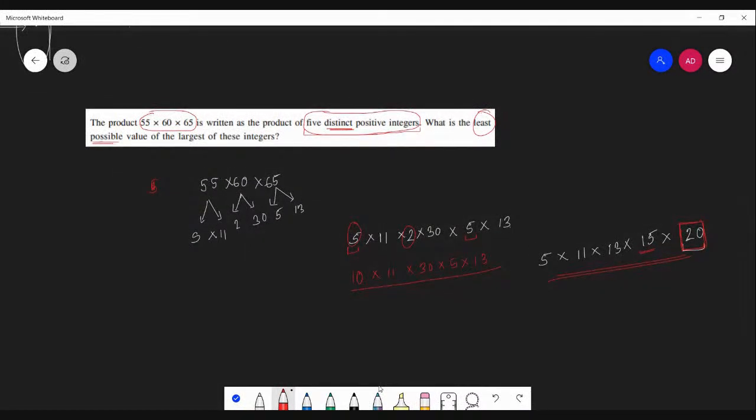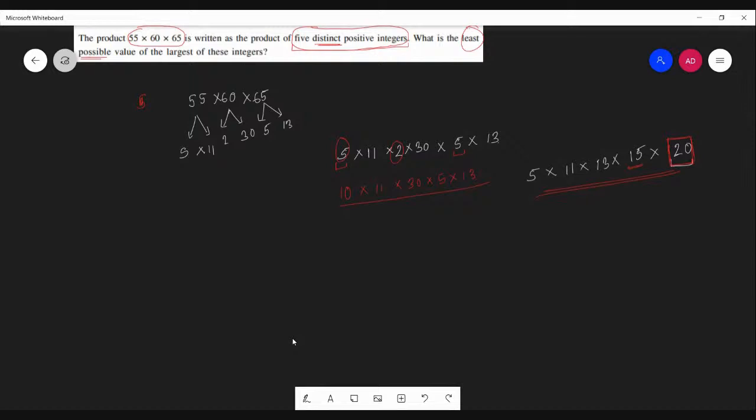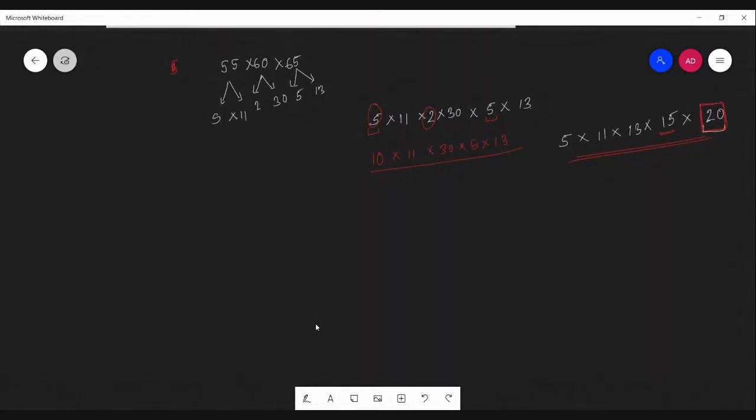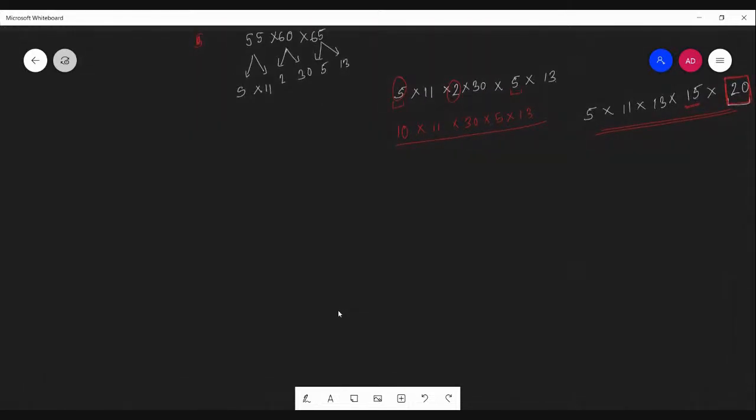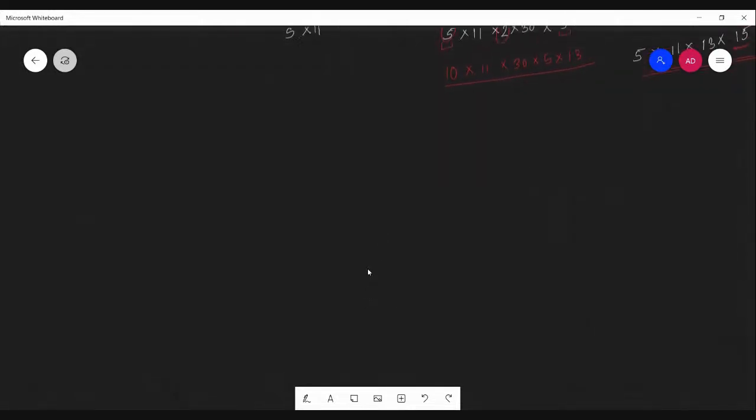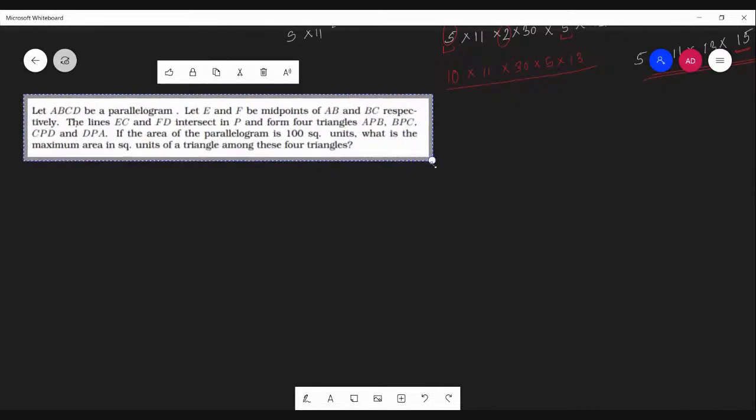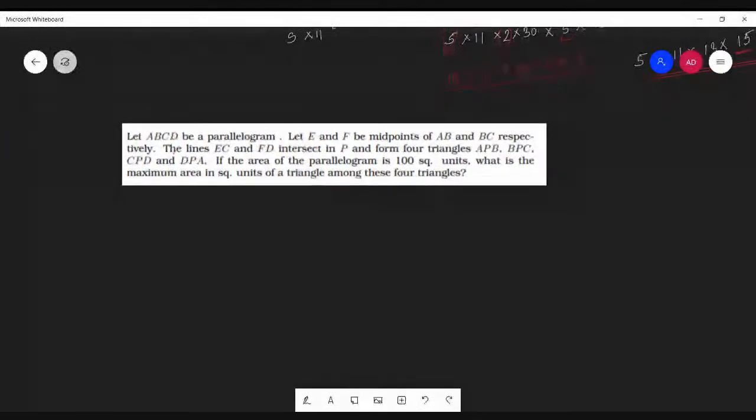Fifteen can't be this. Same construction for 15. Can anyone tell me the construction for 15, where 15 is the largest and you can't break it into more factors to make 5 factors? It will definitely not work. Sixth one, no, I think. Which one are we doing? That one, I think.